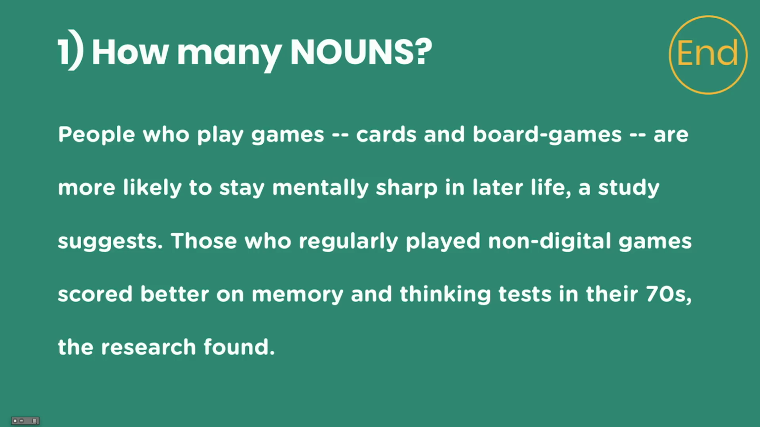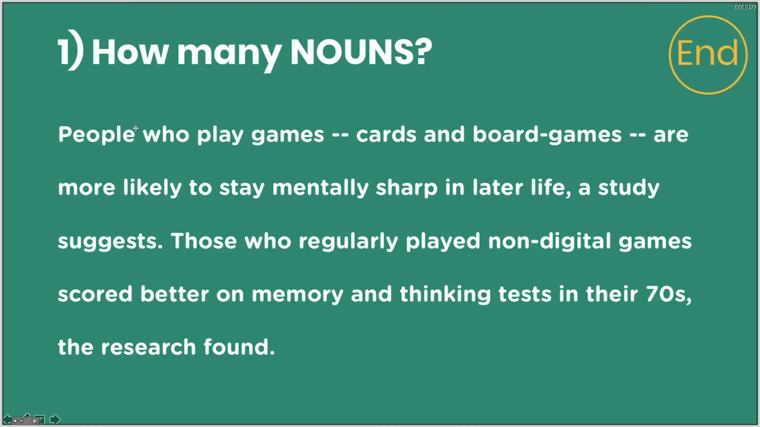Okay, and feel free to pause the video if you need more time. But let me go through now and identify all of the nouns with you. So we have one here, people. That is a noun. That is a thing. It's a plural noun because there's more than one, but that is a thing. Game or games is a thing. Cards. Board games, this functions as one single noun because it's a compound noun. There you go. So we've got 1, 2, 3, 4 so far.